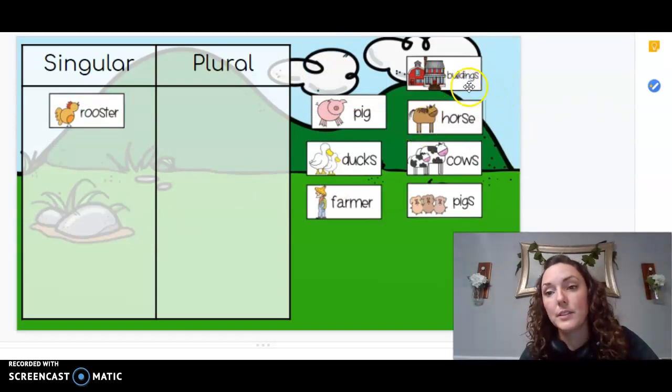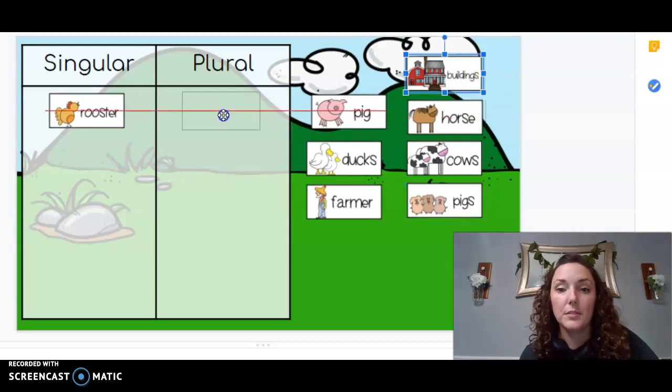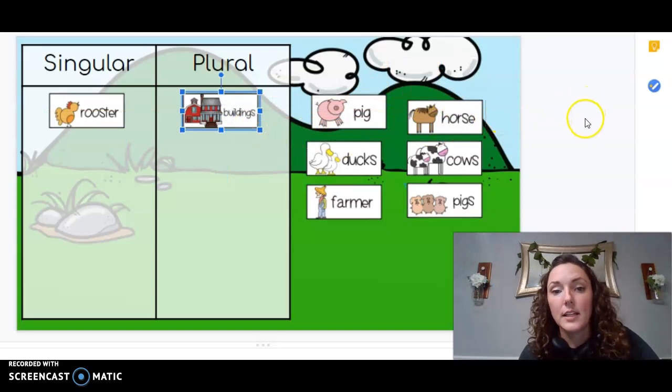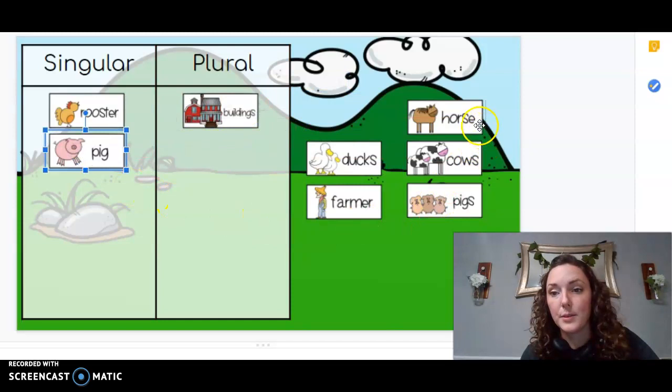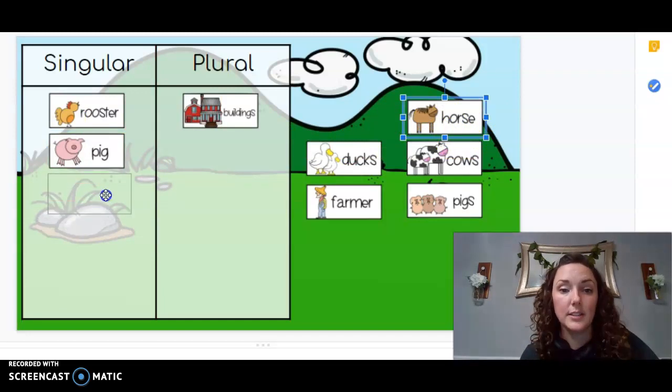The next one is buildings. I see a hint right there at the end. There's an S at the end of that word. So that means more than one. Let's put that in the plural column. The next picture is a picture of a pig. Pig is singular, it's just one. And the next one is a horse. Look at that picture. It's just one horse. So it will be singular as well.